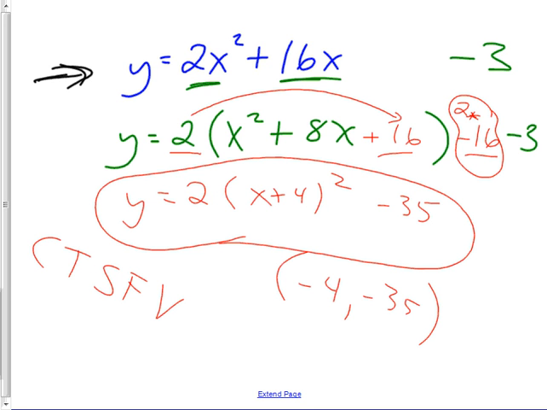Yep, yep. It needs a letter. It needs like an X or a Y, and I don't want to tell you which one. Yep. That's the point. That's the vertex. But the axis of symmetry is a line. So it needs a little tiny equation.